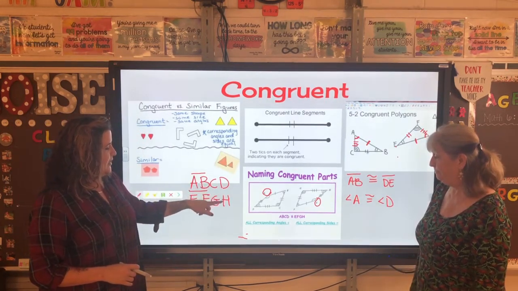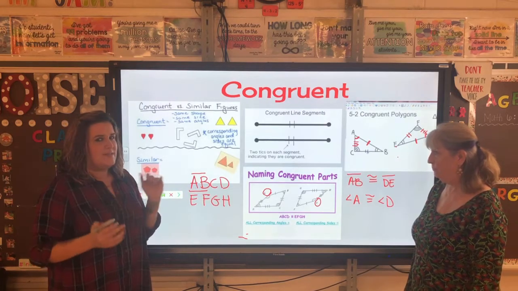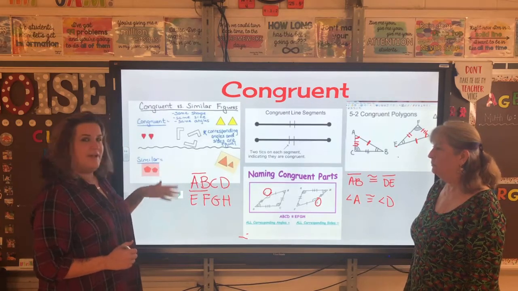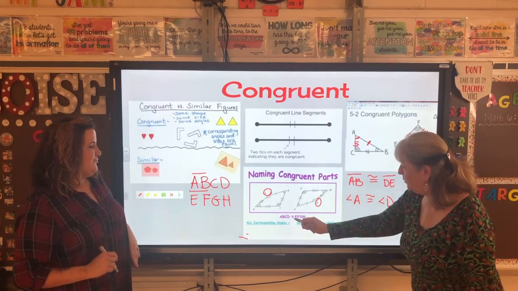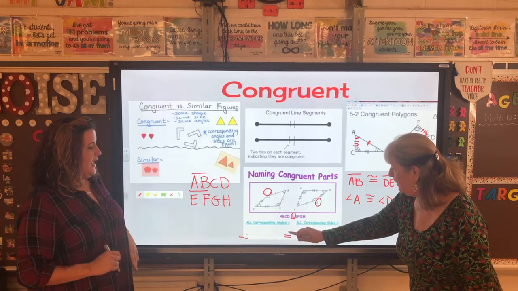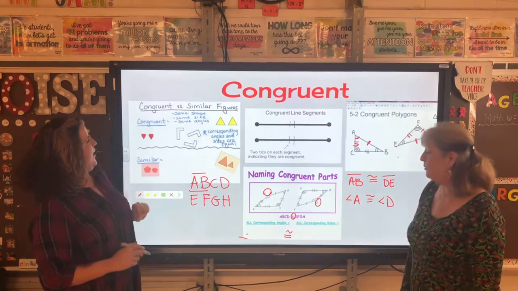Absolutely. And like D equals H. And so if you organize them that way, then you don't have to try to travel around the polygon. You can see them right here. And I know this looks like 3 equal signs, but it really is the congruent symbol: the equal sign and a little squiggly.